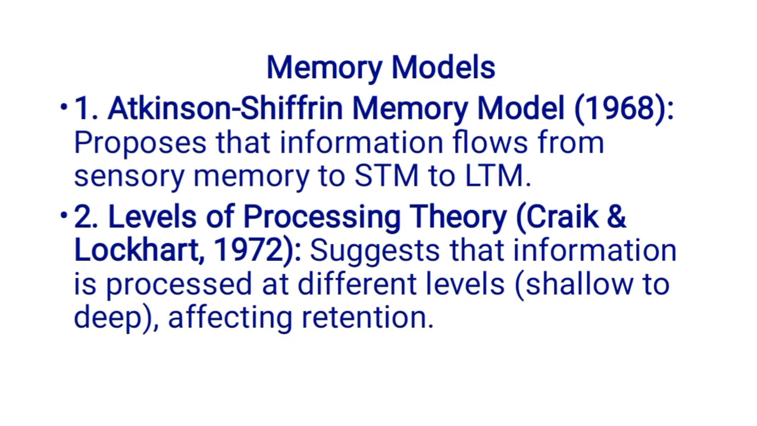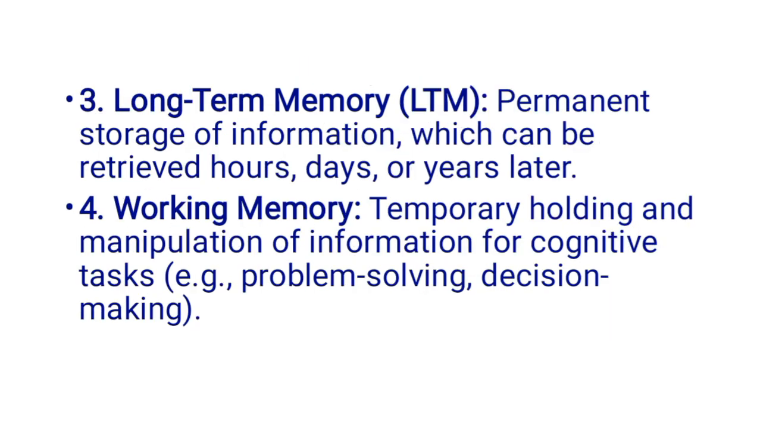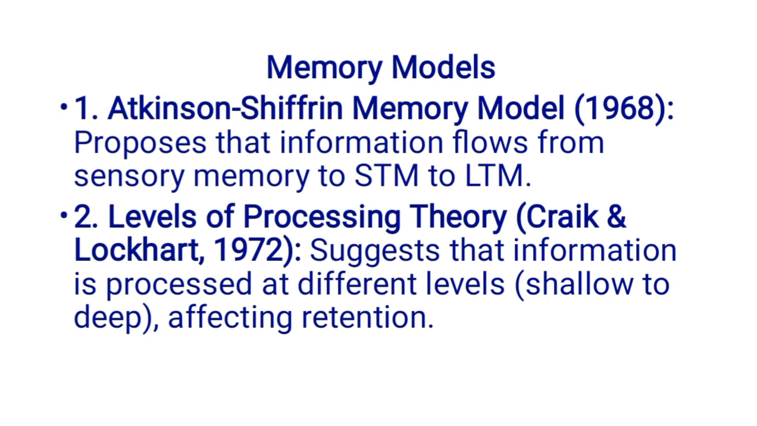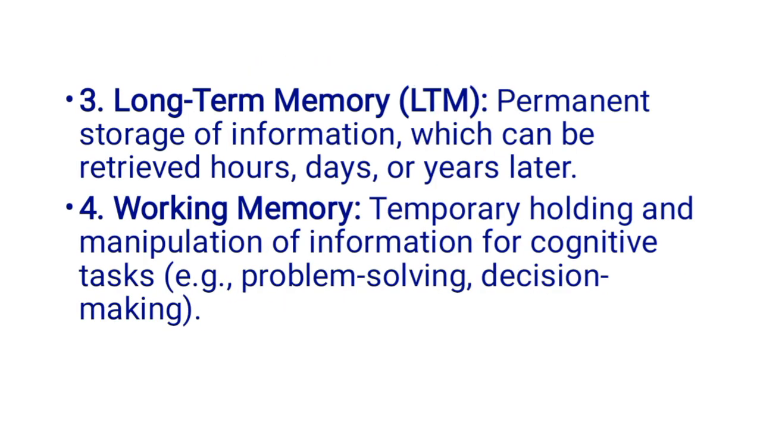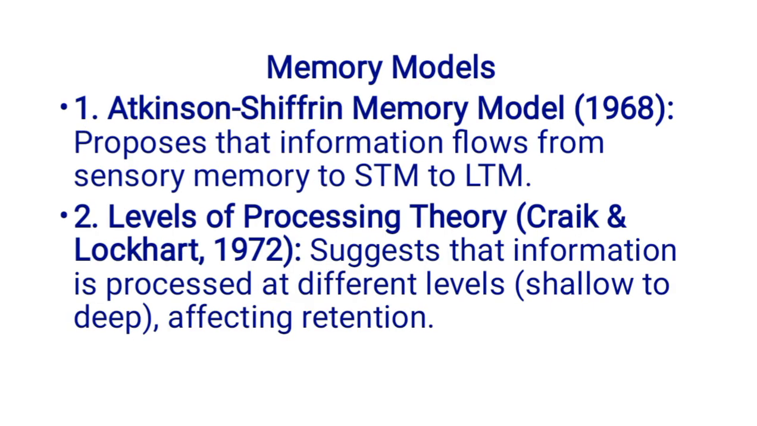Now, there are different memory models or theories of memory. So there is this one, which is the Atkinson model of memory, which was propounded in 1968. It proposes that information flows from sensory memory to long-term memory. So it moves from sensory memory, then it goes into short-term memory, then it goes into a long-term memory.